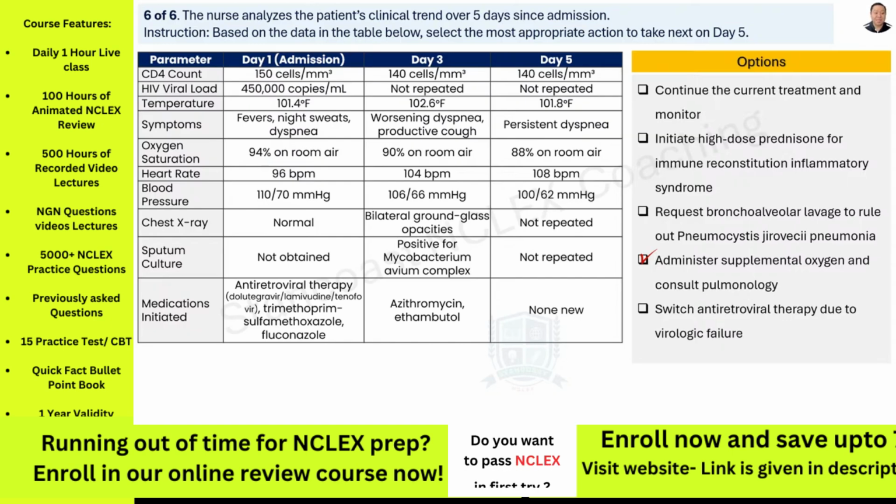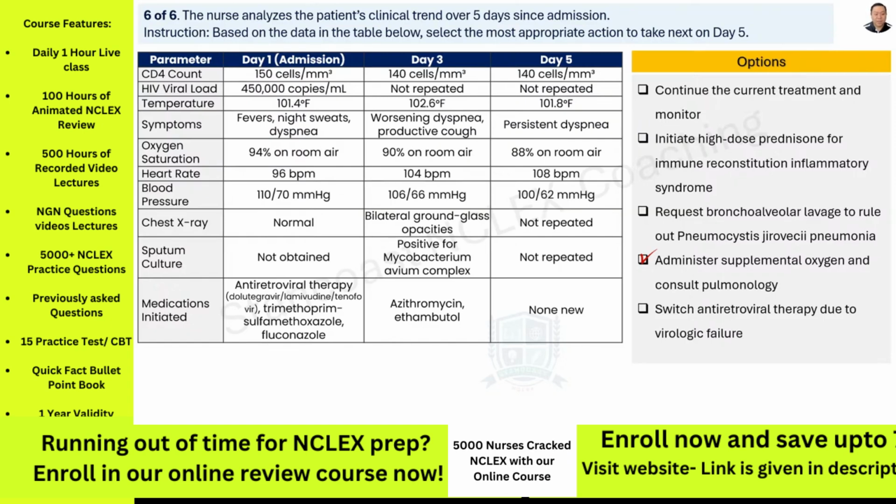And if you selected request bronchoalveolar lavage to rule out pneumocystis jirovecii pneumonia, you could be on the right track with the diagnostic, but here's the catch. Nurses cannot order or really request this type of invasive procedure. This is a healthcare provider's responsibility. Our role here is to recognize the problem and notify the provider, not to directly order the test. So the nurse should consult pulmonology, and our scope is to coordinate care, not to decide which diagnostic procedures should be done for this patient.